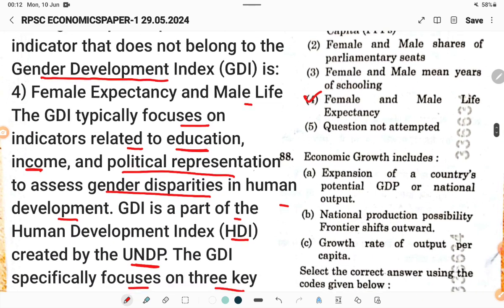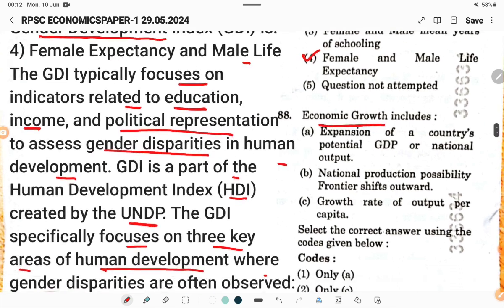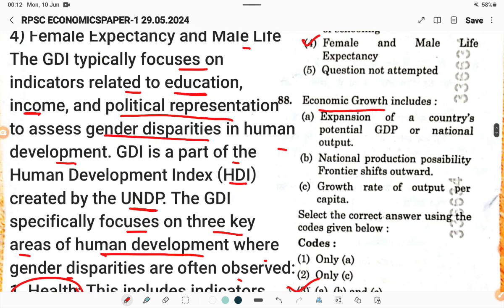Now the next question, 88th question, economic growth includes expansion of a country's potential GDP or national output as a right statement, right according to economic growth, because economic growth typically involves an increase in a country's potential GDP or national output over time. This can be due to factors like technological progress, increased capital investment, and improvements in productivity. So A will be the right statement.